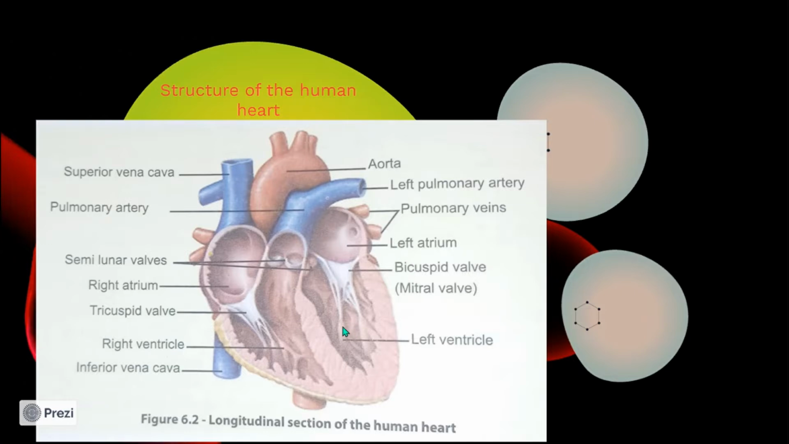Here there are 2 main arteries connected to the ventricles. The aorta starts from the left ventricle and the pulmonary artery starts from the right ventricle. Also there are valves in between the atria and the ventricles. The bicuspid valve is in between the left atrium and the left ventricle, while the tricuspid valve is in between the right atrium and the right ventricle. Also, the superior vena cava and inferior vena cava open to the right atrium, while the left and right pulmonary veins open to the left atrium.